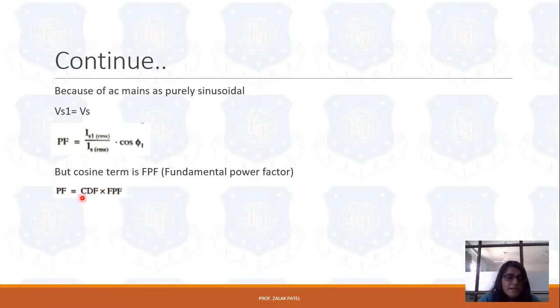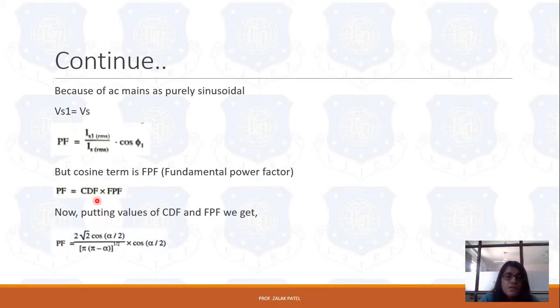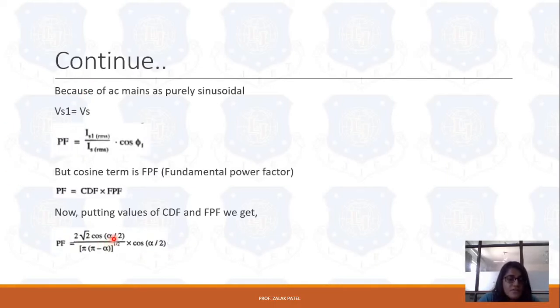So it can be written like this: CDF into FPF. We have both the values, CDF as well as FPF. So simply put the values of CDF and FPF in this equation. In place of CDF we can write 2√2 cos alpha by 2 upon pi into pi minus alpha raised to 1 by 2, into, in place of FPF, cos alpha by 2. Now in the last equation, if you see this cos alpha by 2 and cos alpha by 2, it becomes cos square alpha by 2.